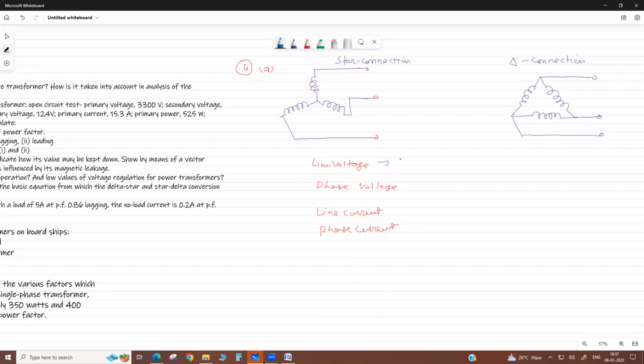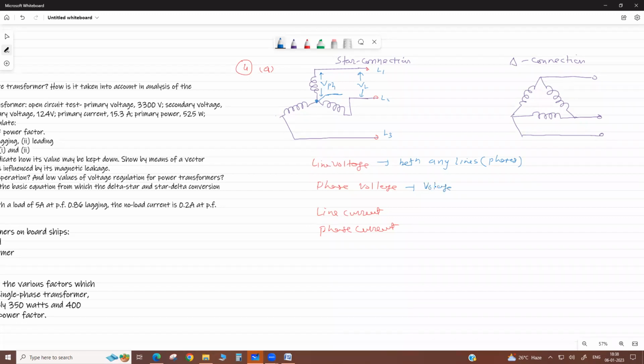Actually, line voltage is what we measure between any two lines, like this is line 1, line 2, line 3. So between any two phases or lines, okay? Phase voltage is the voltage between line and neutral point, or the voltage across each phase winding, because there are three phases, 1, 2, 3, R, Y, B. So the voltage across each winding is called phase voltage, and the voltage between two lines is called line voltage. So this is the difference, okay?